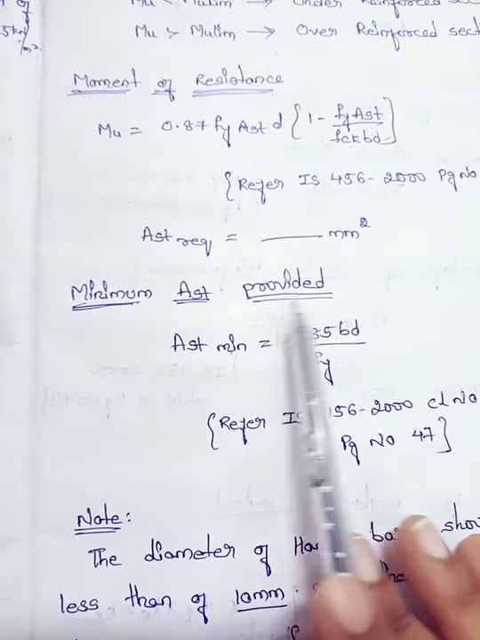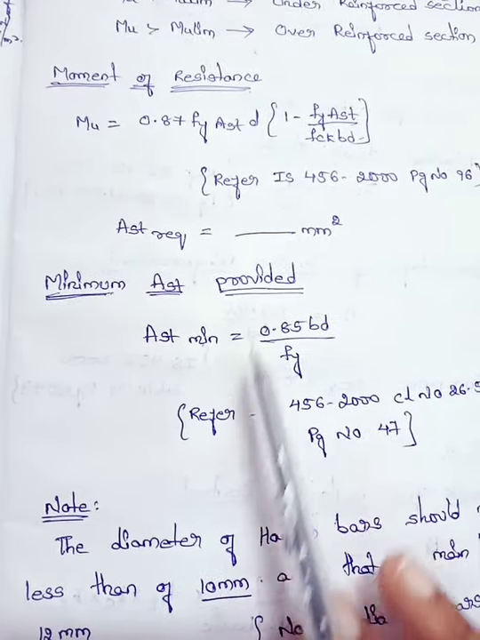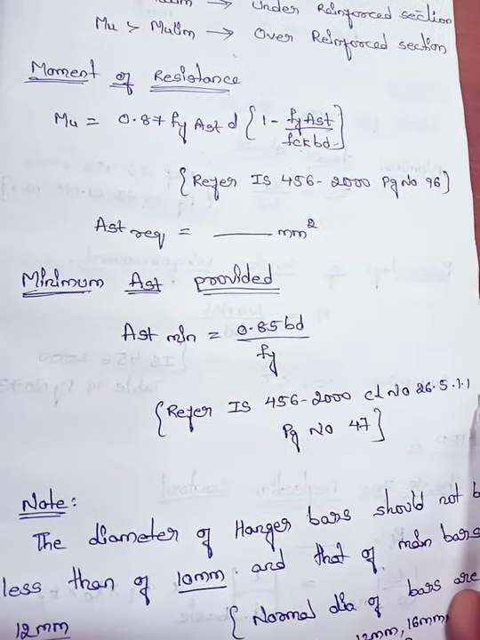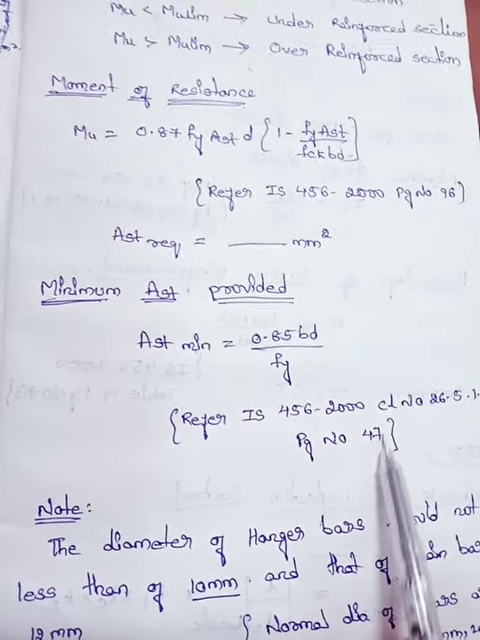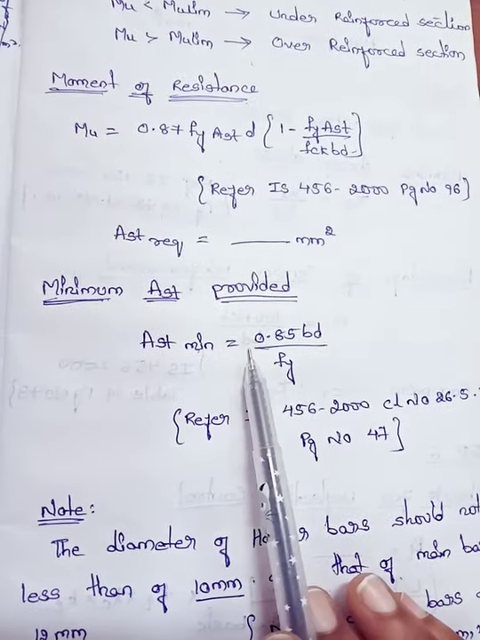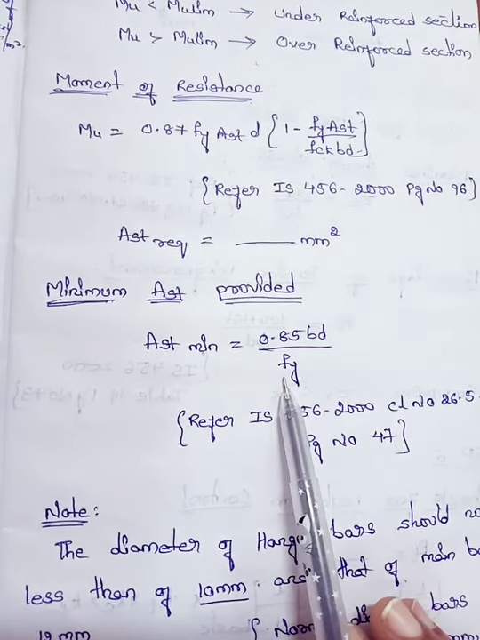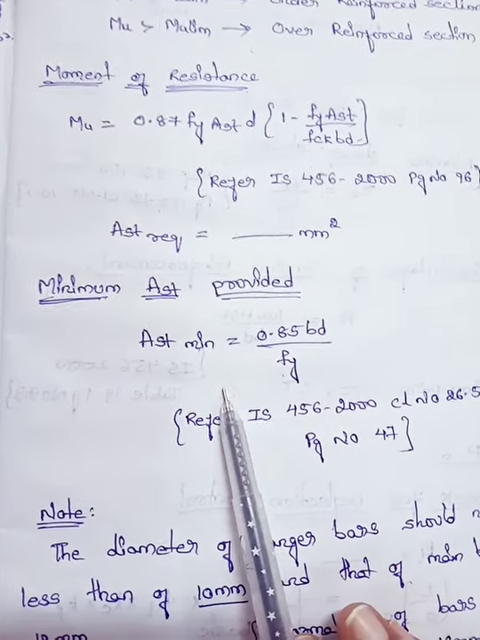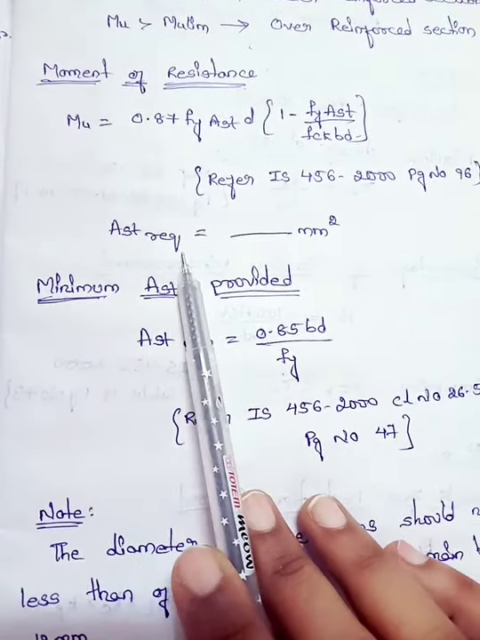Minimum Ast provided as per IS 456:2000 clause number 26.5.1.1, which is in page 47. So Ast minimum is equal to 0.85 bd by fy. Substitute all the values and you will get the Ast minimum. Cross check with the Ast required.